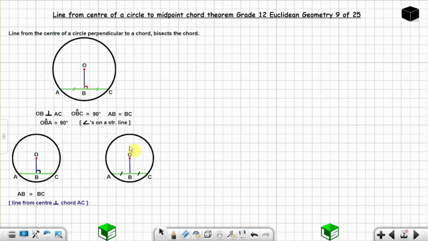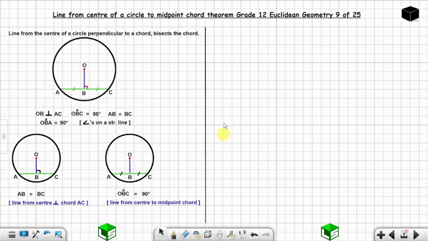Now you have a line from the center to the midpoint. You can see you are given AB equal to BC. So the angle OBC is equal to 90 degrees. The reason will be line from center to midpoint chord. You have to mention what you are given. You are not given a line perpendicular to another line. You are given a line to the midpoint. Mention what you are given as your reason.